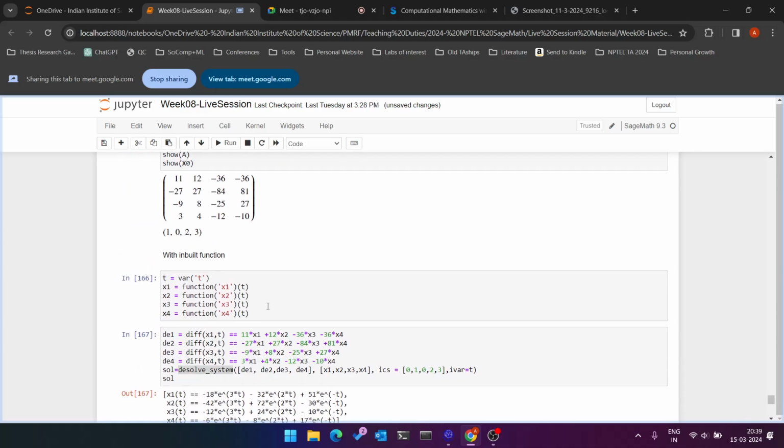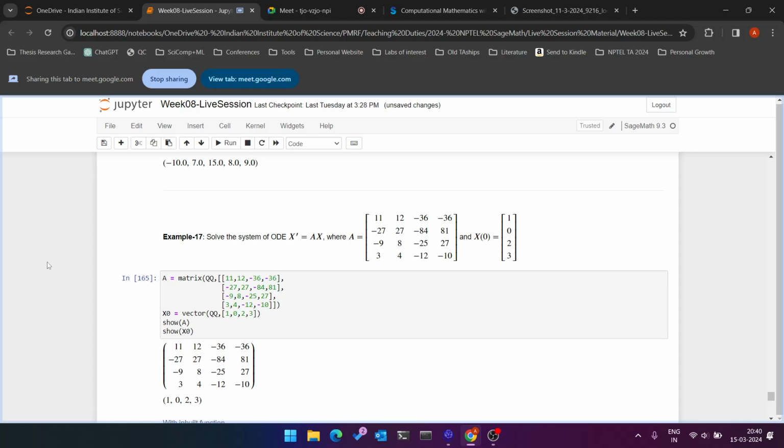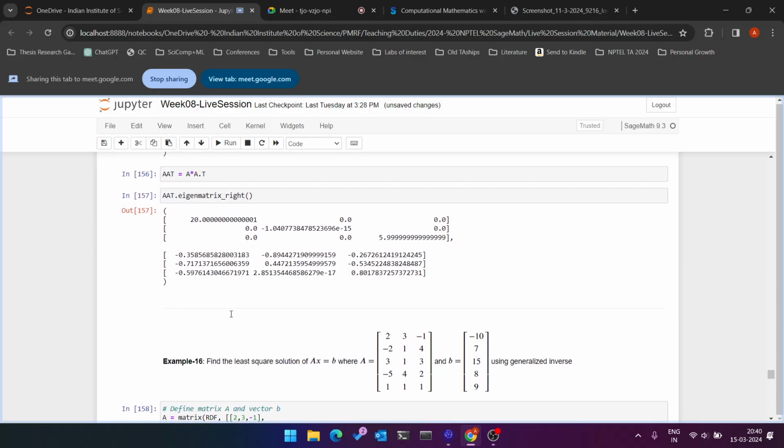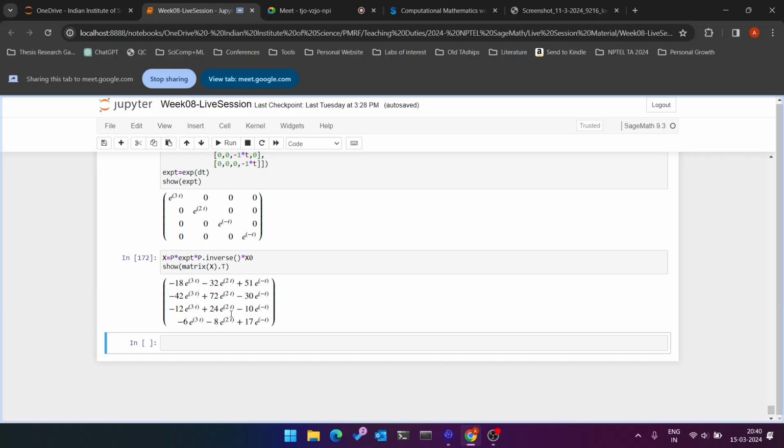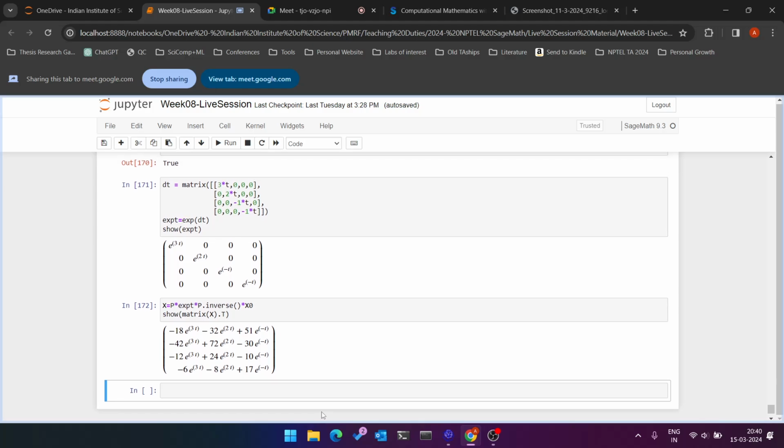Any doubts here, or any of the examples that we have seen earlier? Okay, if there are no doubts, then I think we can stop. If you have any other doubts related to whatever has been taught, you can ask them also.